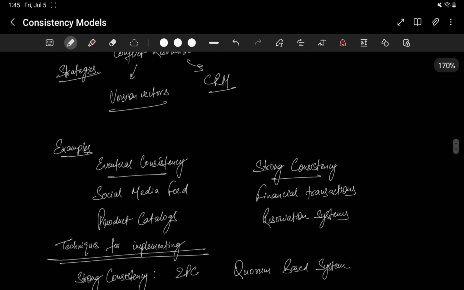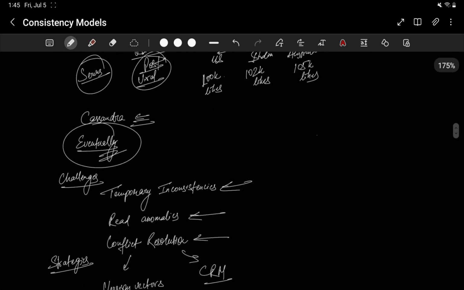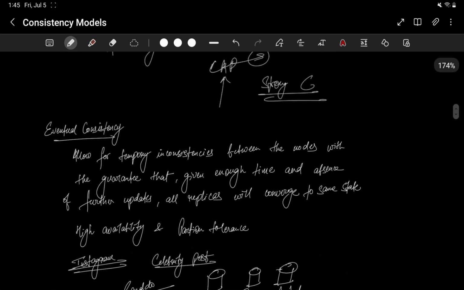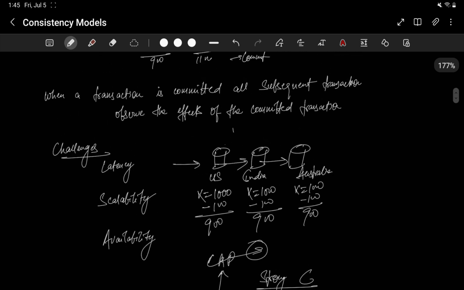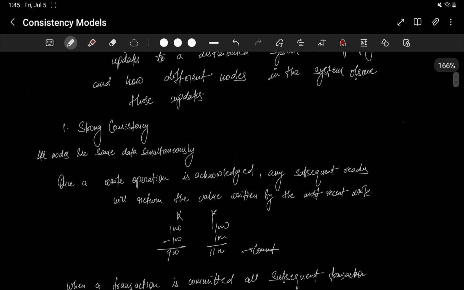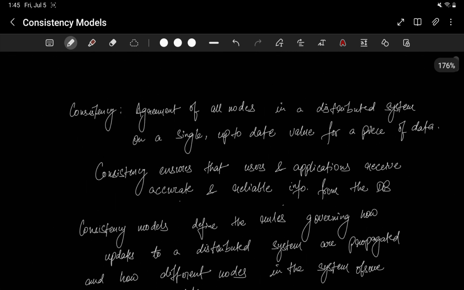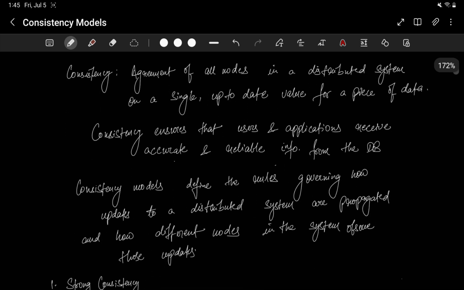And with this, I'll end this video. I hope this explains a lot about consistency models, where each kind of consistency model is desired and preferred, and where you should use what.